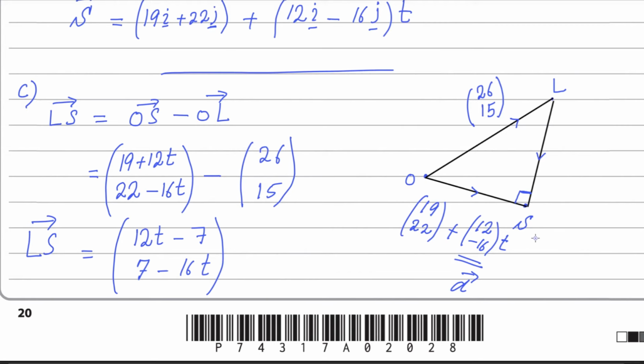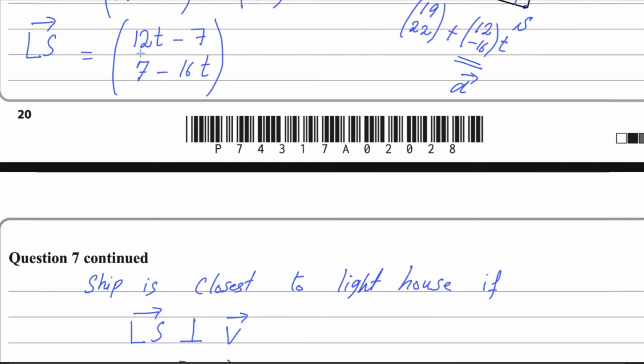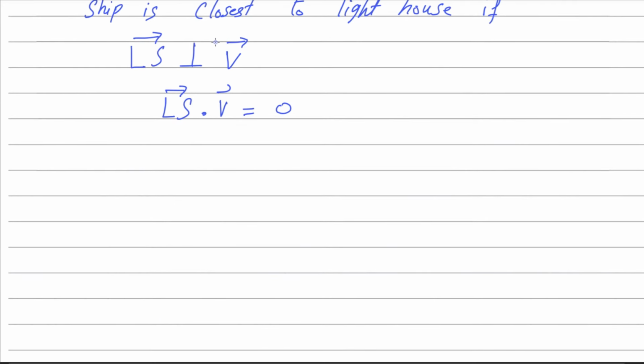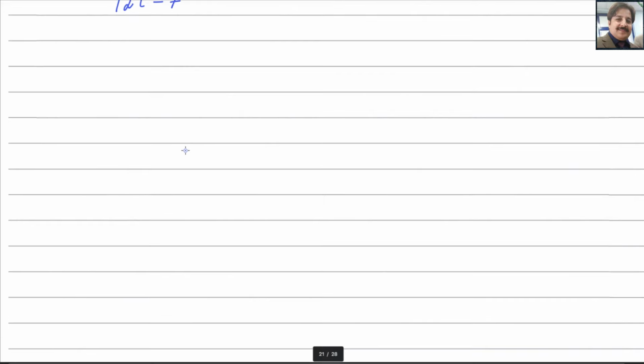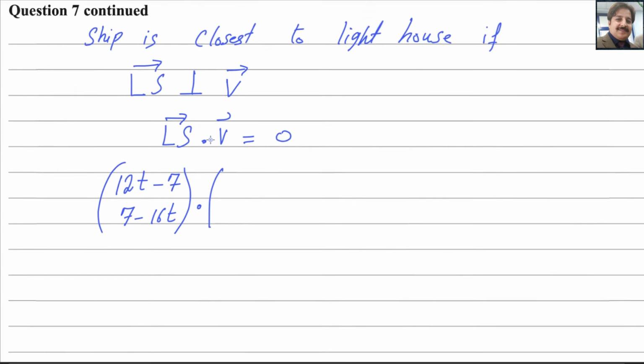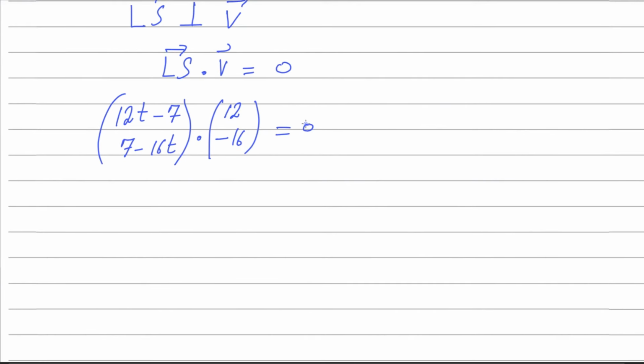Okay. So if LS is perpendicular to V, we know that the dot product is always equal to 0 for perpendicular vectors. The dot product of perpendicular vectors is equal to 0. And LS we already got, that is 12t minus 7 and 7 minus 16t, dotted with the direction vector, that is 12 and negative 16, equals 0. We know in dot products we multiply i with i and j with j.